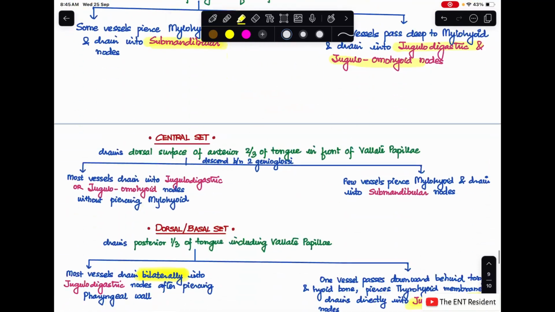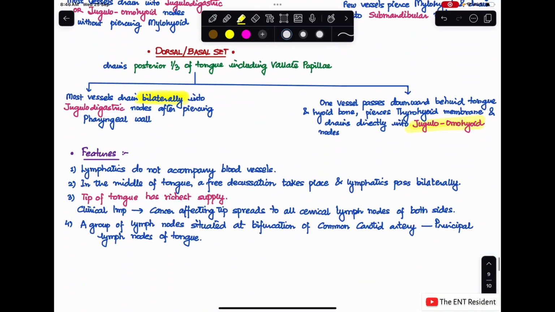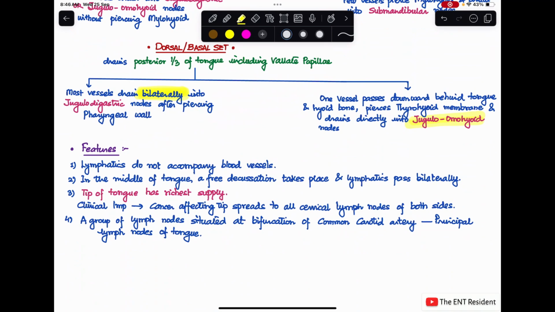So this is about the lymphatic drainage and the different sets. Lastly, a little bit more about the lymphatic drainage. There are some peculiar features in the lymphatic drainage of the tongue. First of all is the fact that the lymphatics do not accompany blood vessels in the tongue. Second, in the middle of the tongue, I told you there is a median fibrous septum which divides the tongue into two symmetrical halves. In the middle of the tongue, a free decussation of the lymphatics takes place and they end up passing bilaterally, as I've just mentioned in the dorsal set.